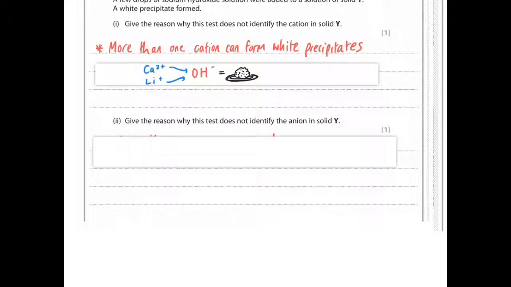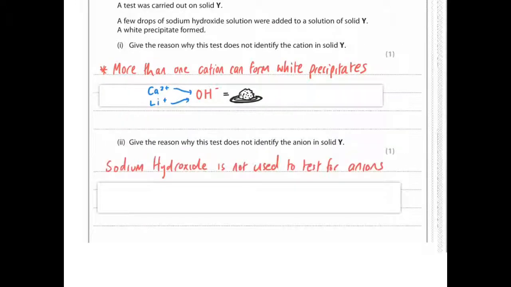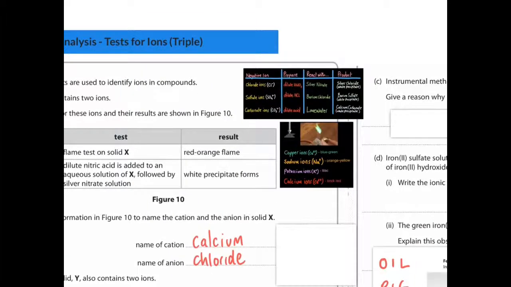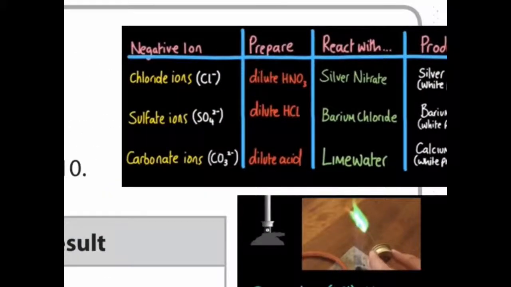Give the reason why this test does not identify the anion in solid Y, in other words a non-metal ion. Quite simply because we're using the wrong chemical. Sodium hydroxide is not used to test for anions. It's the kind of question I think any student would get wrong because they might not be tuned into it. But remember, these are the ones we use to detect negatively charged anions.